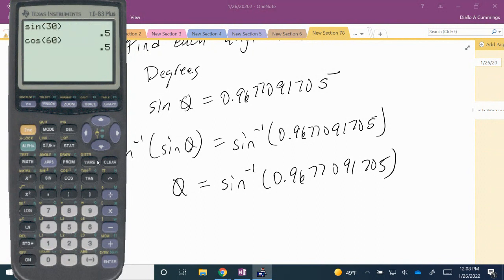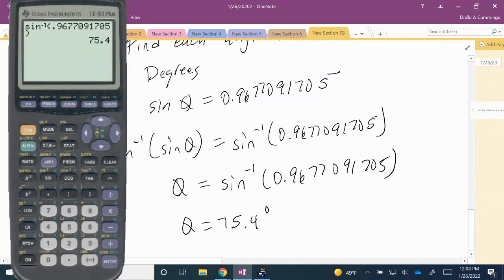I'm going to go back to my home screen and use the arc sine. Since the arc sine is yellow, I'm going to hit second and sine, which is the arc sine. I'm going to put in 0.9677091705. I'm going to close off the argument for arc sine, and we have an angle measure of 75.4 degrees. So an angle of 75.4 degrees has a sine value of approximately 0.96.